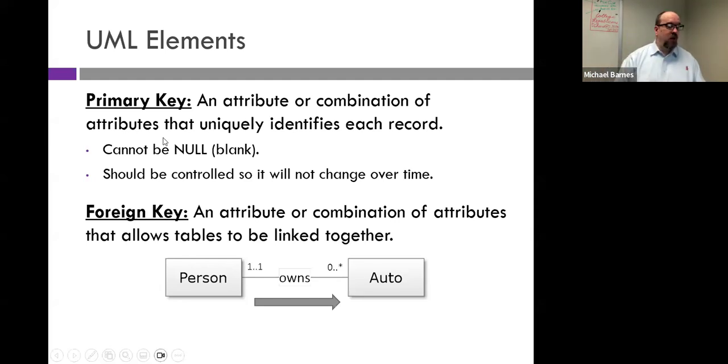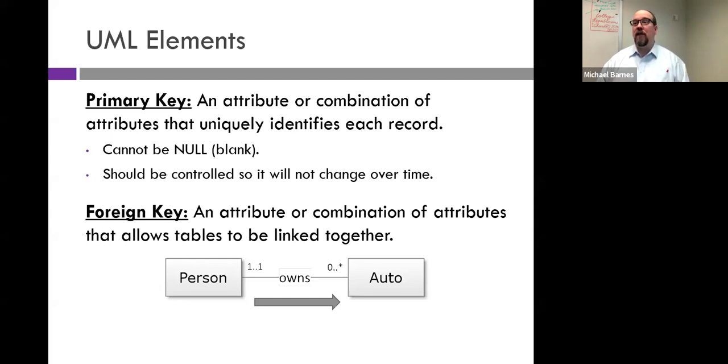All right. Additionally, we also need to be able to define attributes according to a foreign key. So this is an attribute, a combination of attributes that allow tables to be linked together. So this is an interesting one. And by the way, this may not make too much sense in the context we're going to be talking about today. We are going to study this in much more detail for relational databases next week on Monday.